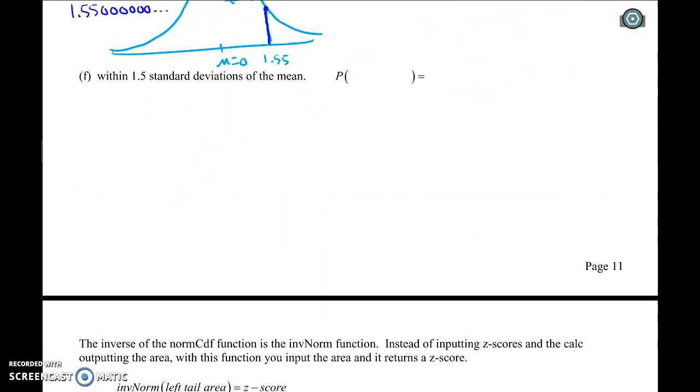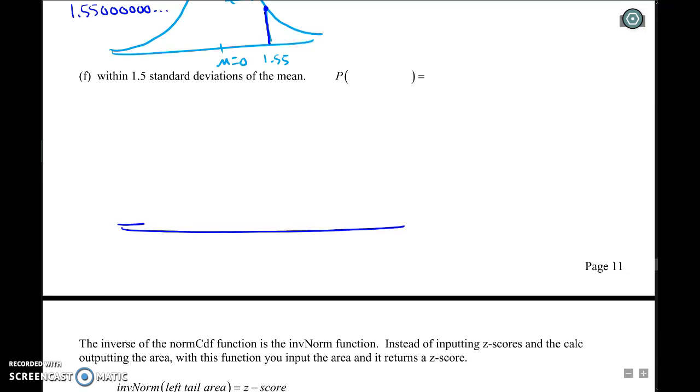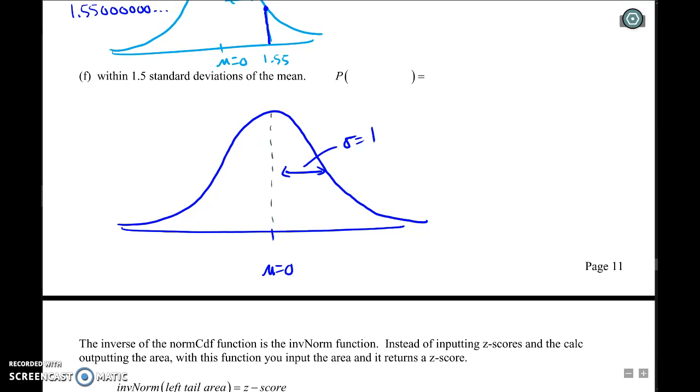So within 1.5 standard deviations of the mean. Mu equals 0. Sigma equals 1. So within 1.5 standard deviations of the mean, here's the mean. So I got to go 1.5 standard deviations to the left and about 1.5 standard deviations to the right. So between, here's my probability statement: negative 1.5 less than z less than 1.5.